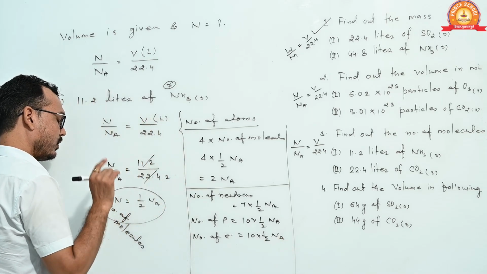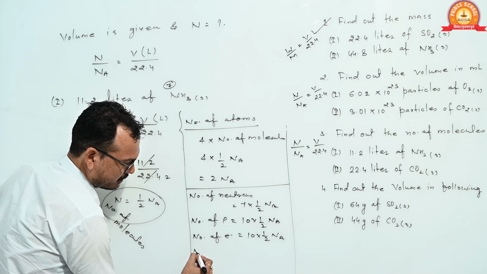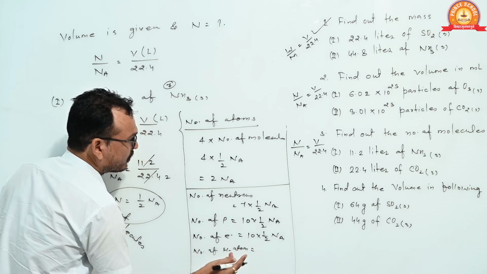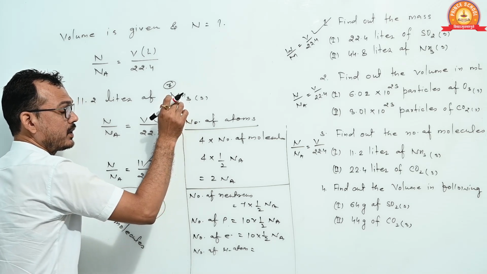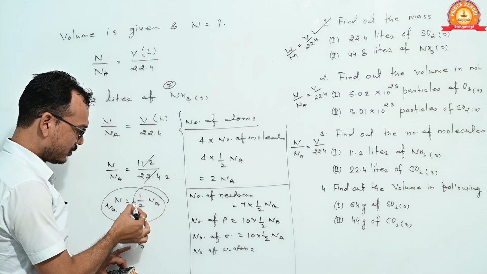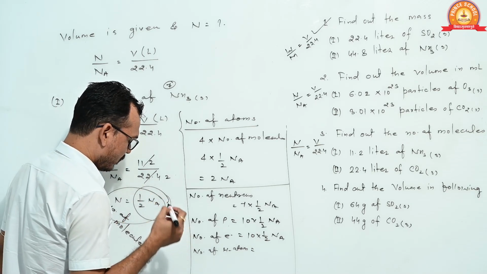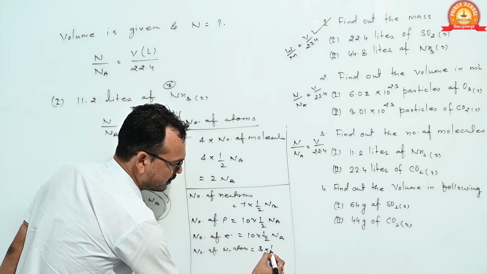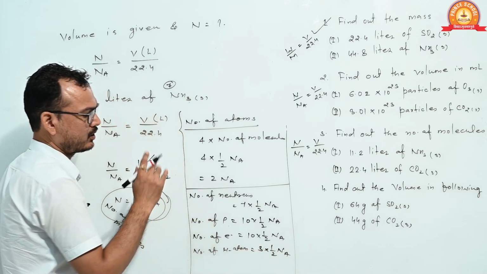Clear? And we also calculate the number of hydrogen atoms. We know that one molecule of NH3 has 3 hydrogen atoms, so 1/2 Na molecules of NH3 have 3 into 1 by 2 Na hydrogen atoms.